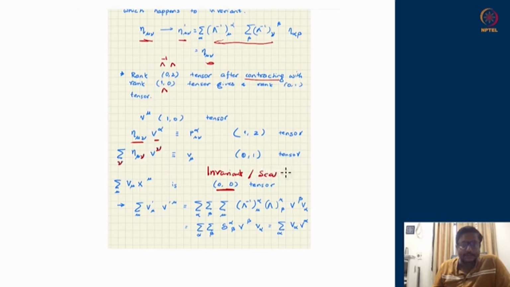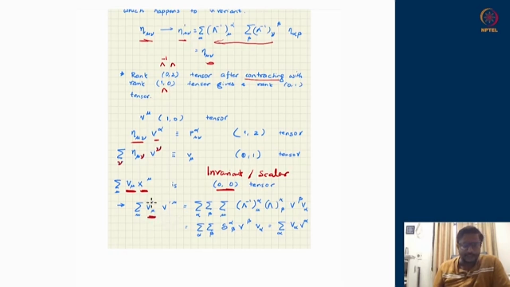That is what we were looking for, right? So those quantities which do not change under Lorentz transformations are rank 0-0 tensors. And rank 0-0 tensors can be obtained from contracting a lower index object with an upper index object, or any rank 2 upper index object with a rank 2 lower index object. If you contract both the indices, you will get a scalar. Okay, so this is one example.